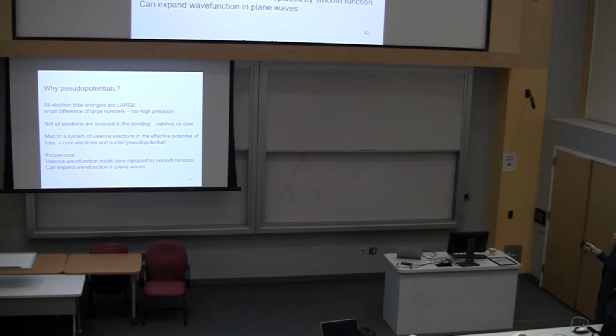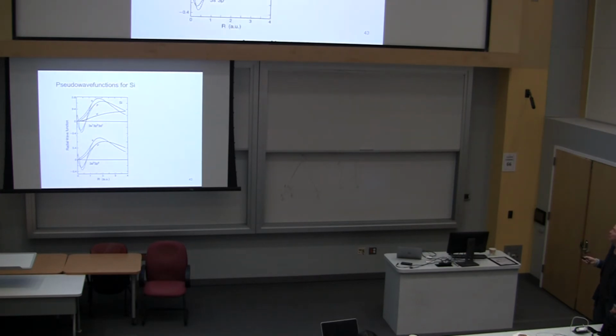So you're basically writing an effective theory of valence electrons in an effective potential of the ions. The valence electron inside the core is modified. It's replaced by a smooth function, which gives you much lower energies, and you can expand the function in plane waves. This was an absolutely brilliant insight, which basically got the whole field started. Kohn-Sham by itself was not enough. You only see total energy calculations starting in the 80s with the introduction of these kinds of pseudopotentials.